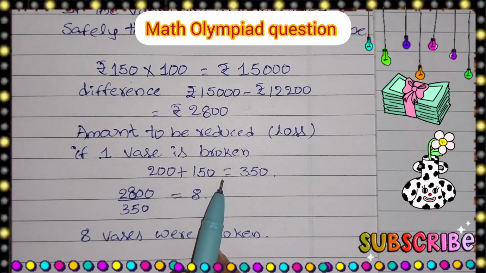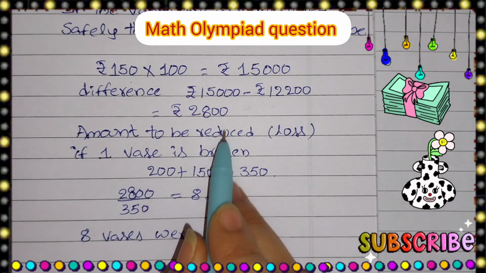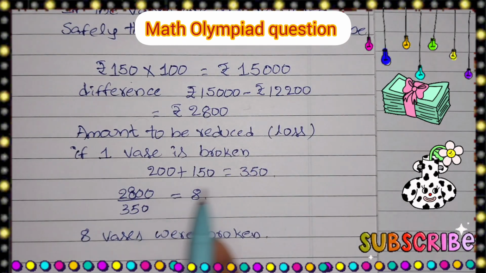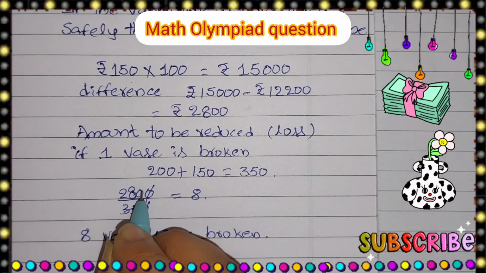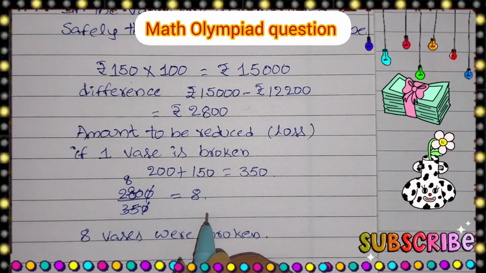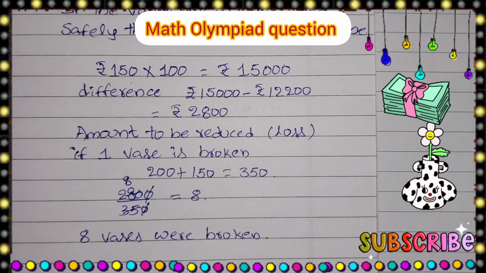Amount to be reduced if one vase is broken: 200 plus 150 equals 350. Now difference divided by the amount for one broken vase. 2,800 divided by 350. The 0 will get cancelled. 35 ones are 35, 35 eights are 280. 8 vases were broken.